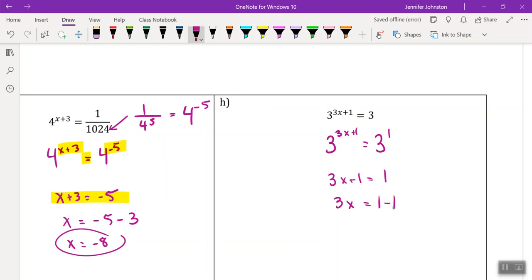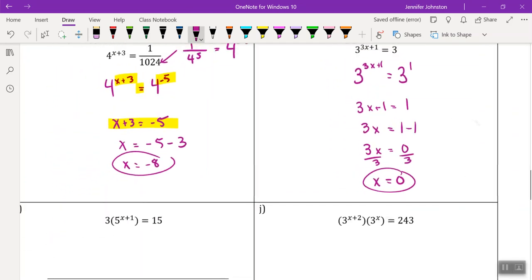3x is equal to 1 minus 1. 3x is equal to 0. Divide that by 3. Divide by 3. X is 0. Let's check. 3 times 0 is 0 plus 1 is 3 to the power 1, which is 3 to the power 1.